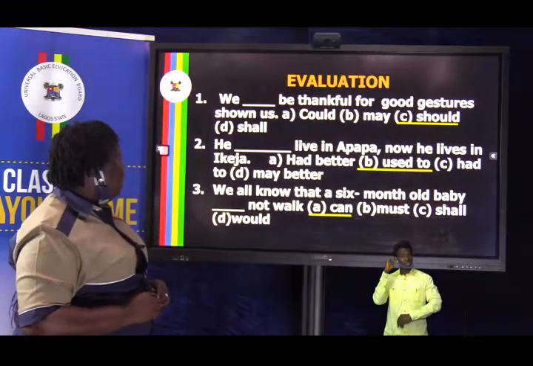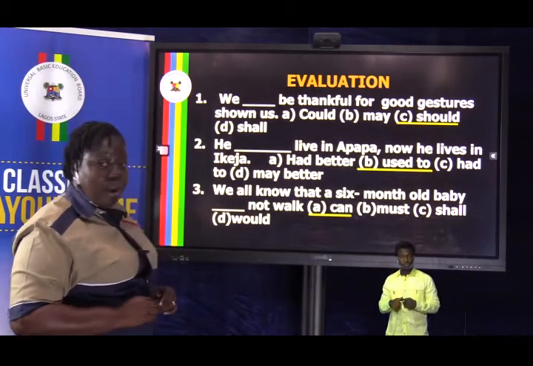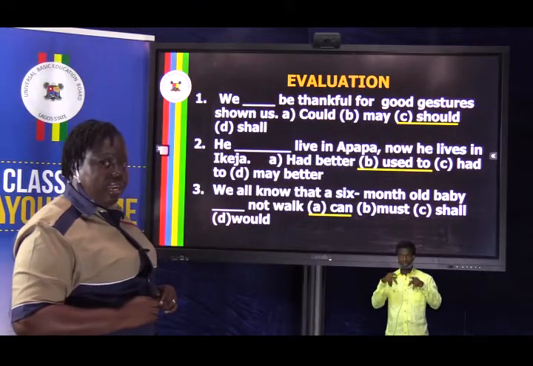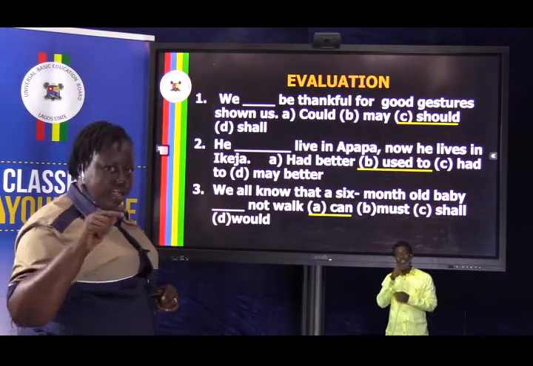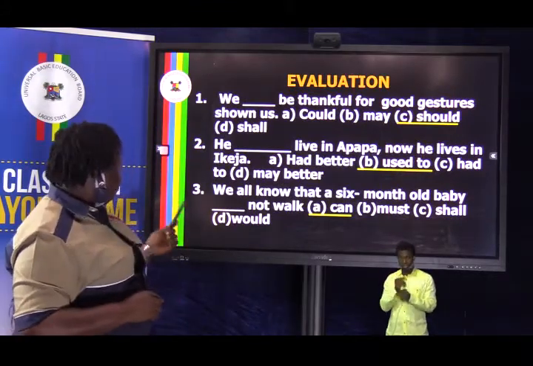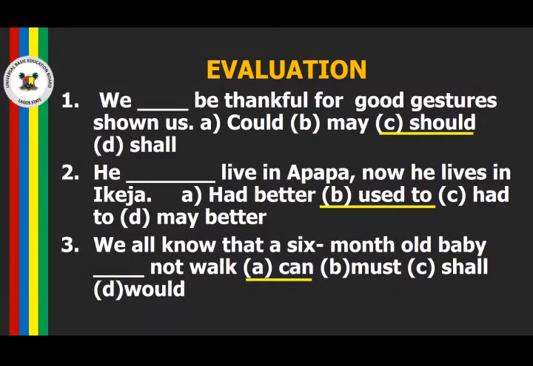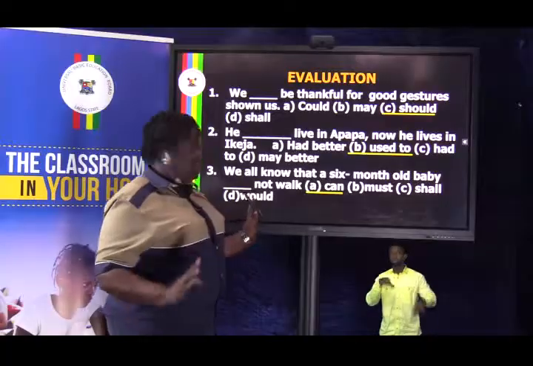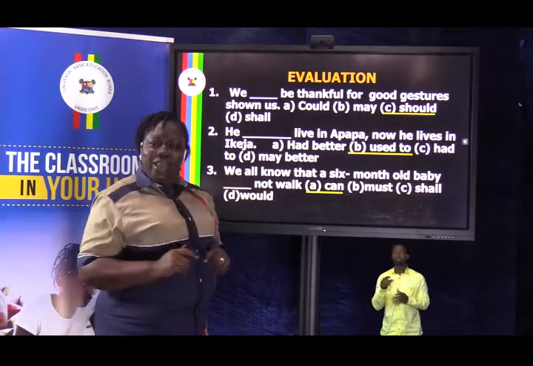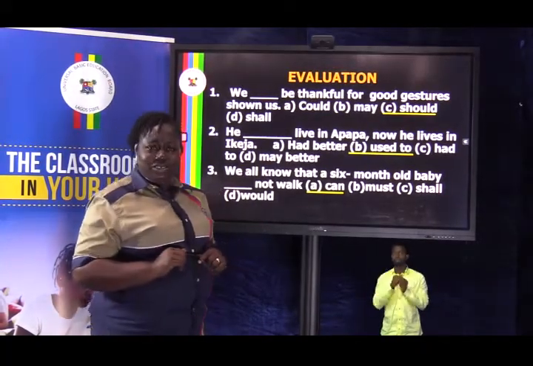Number 2, he used to live in Apapa. Now he lives in Ikeja. I trust you. I know you will get that. Yes. Number 3, we all know that a 6-month-old baby cannot walk. Did you get the 3 correctly? Then I must celebrate you with a chair.